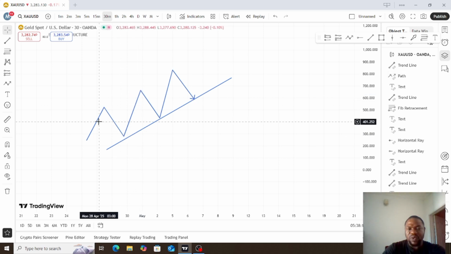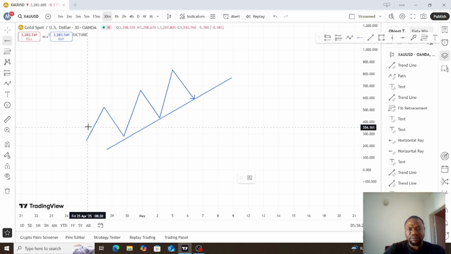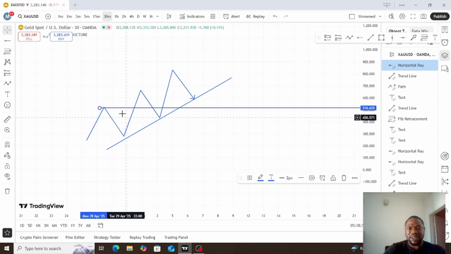Now what do we call this? We say this structure is broken. You can see that this structure is broken already. We had the break of structure from here. This structure that was formed has been broken from this point and gave us a new high.